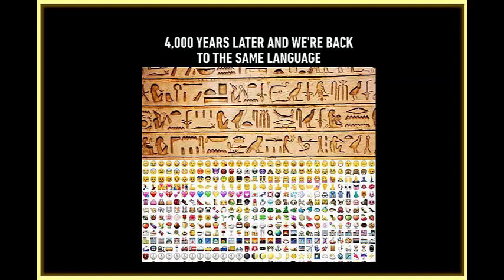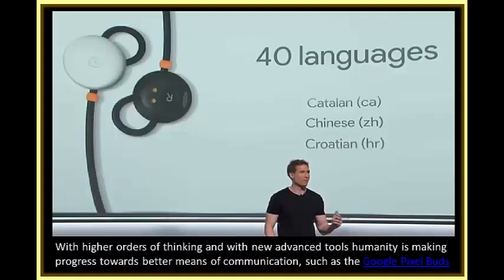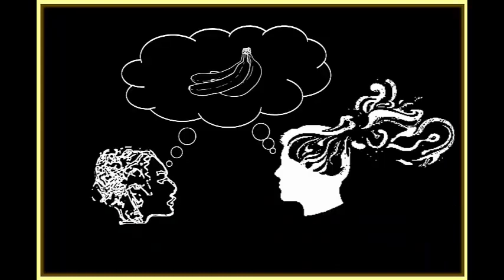Indeed, in the digital world, many people find emojis an exciting way of communicating. It is fast, easy, and fun. But what is next? With new advanced tools, humanity is making progress toward better means of communication, such as shown here, the Google Pixel Buds. But what if we took a new approach, a visual one, no words at all? Say, for example, taking emojis a few steps further toward a universal new language for us all to write together.